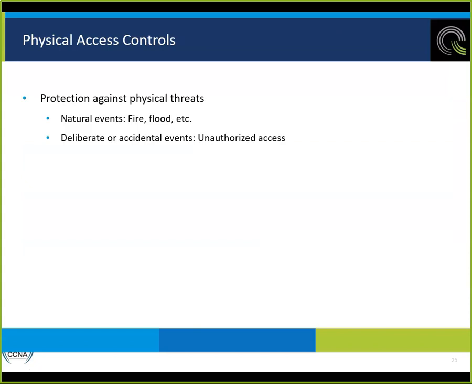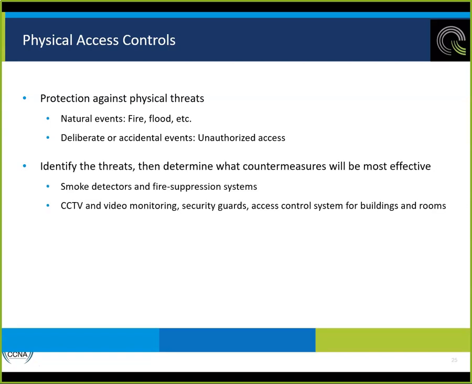Physical access controls, some of the things that we'll look at here is protection against physical threats. And the physical threats are natural events: fire, flood, the things that we talked about a little bit earlier, hurricanes, tornadoes, blizzards, and flooding. Deliberate or accidental events, and unauthorized access are things that we're going to need to identify, and determine what the countermeasures are going to be. And the first thing that we got to do is, what are we trying to protect? And I think, why are we trying to protect it? How much is it worth? What's it going to cost? What can we use to protect it?